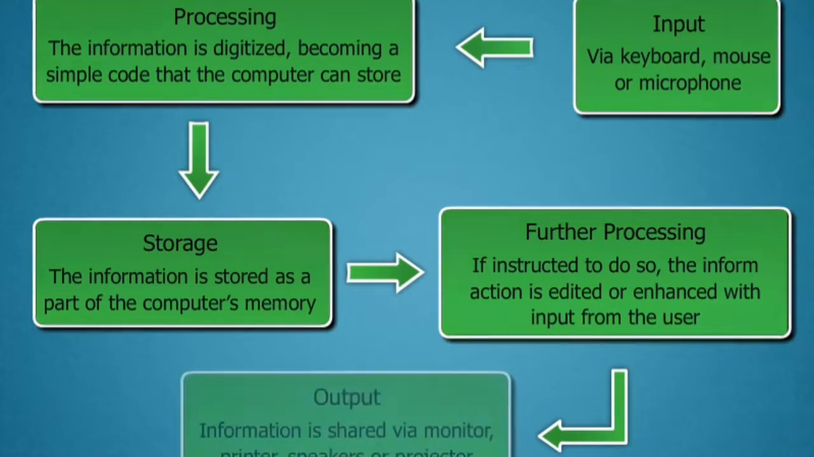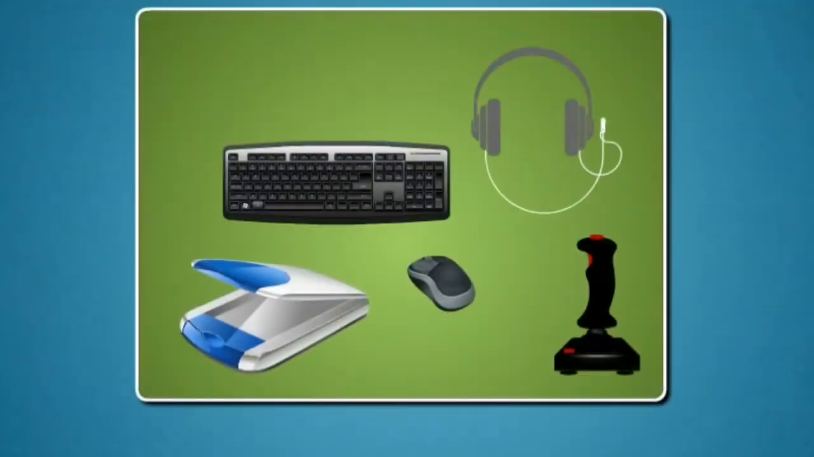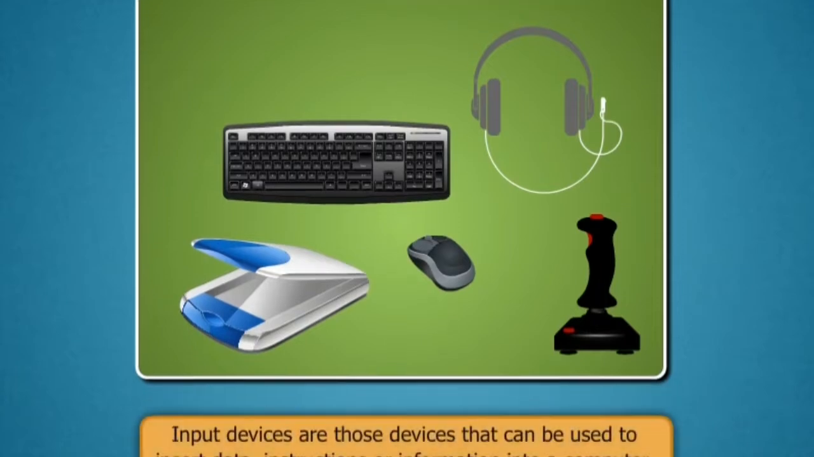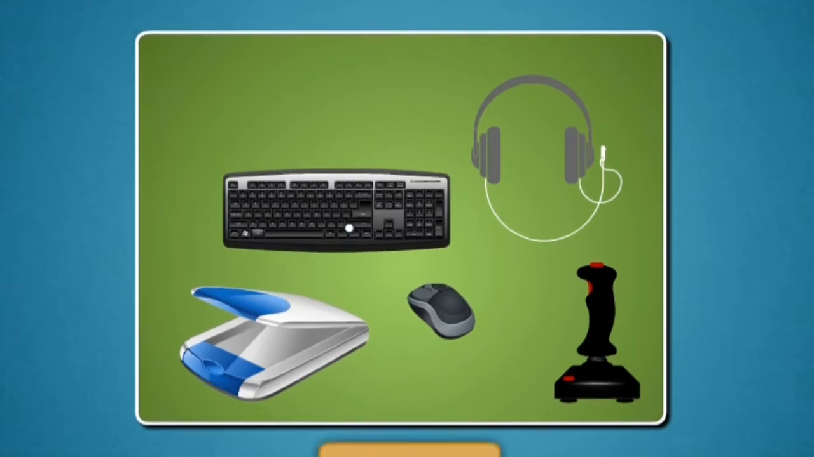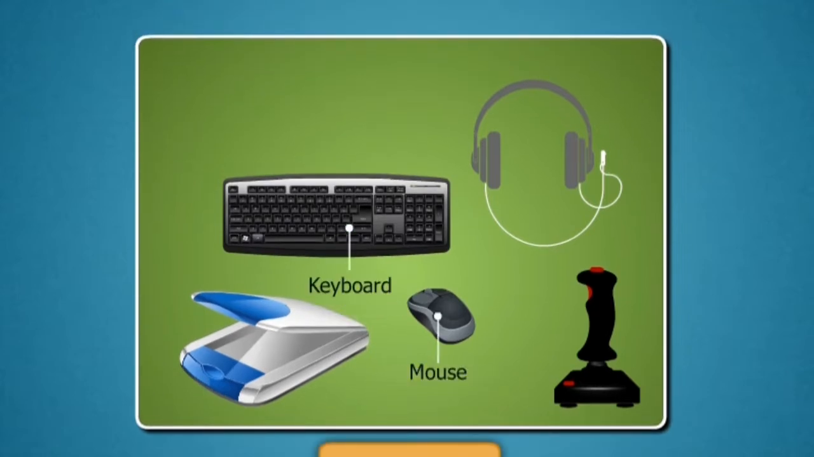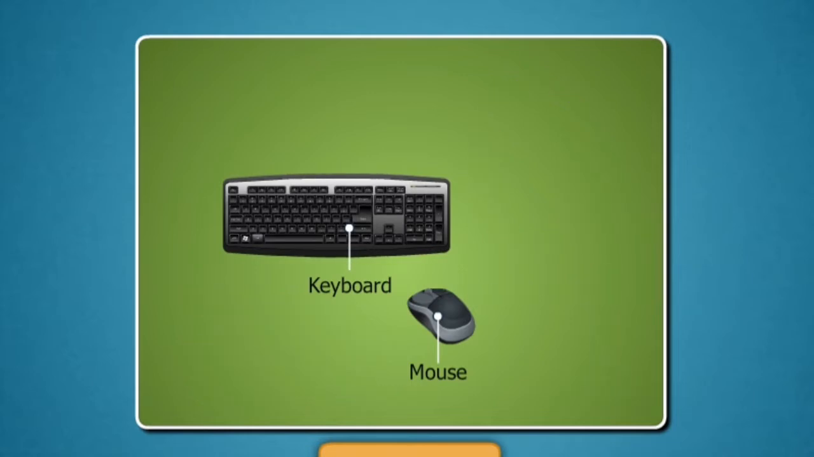Let's explore. We give data or instructions to the computer by using input devices. Input devices are those devices that can be used to insert data, instructions, or information into a computer. Keyboard, mouse, joystick, microphone, and scanner are a few input devices. Out of all these input devices, the ones we will be using the most are the keyboard and the mouse.